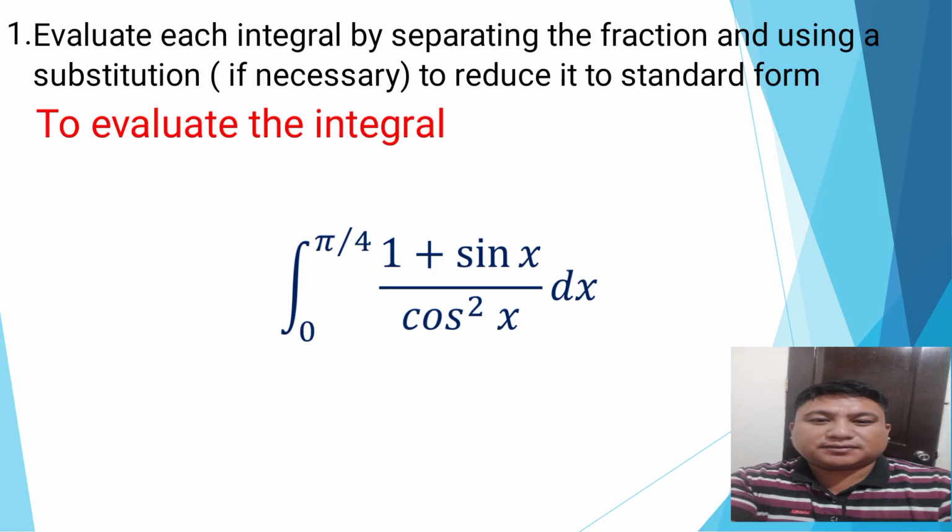First problem, evaluate each integral by separating the fraction and using substitution if necessary to reduce it to standard form. To evaluate the integral from 0 to pi over 4 of (1 plus sine x) over cosine squared x times dx.